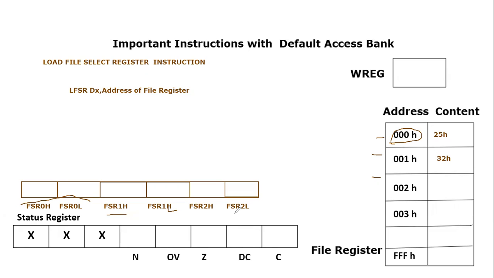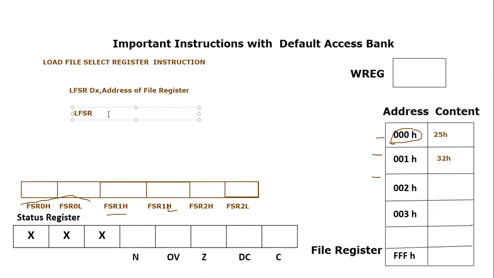So there are three file select registers which can be used to point to any of the addresses, right? For example, I want to point this address 00 hex. I can load this address in any of the file select registers, and for that purpose I will be using the load FSR instruction. Then we have to mention the bit, which can be 0, 1, or 2, because there are three file select registers, starting from 0, 1 and 2.